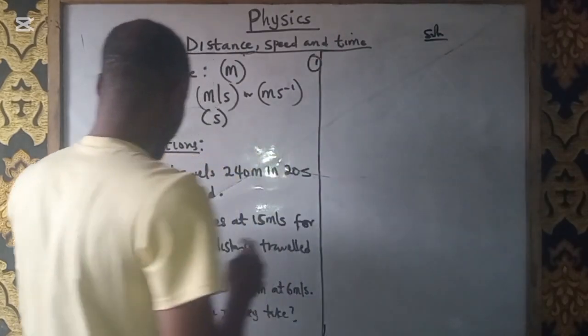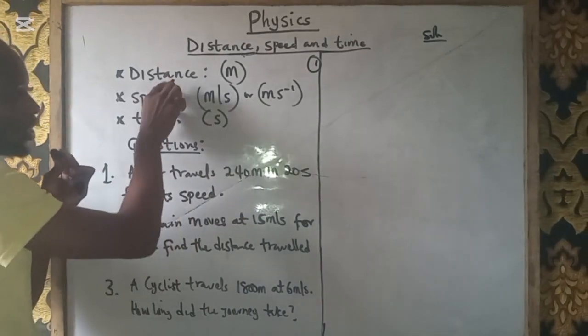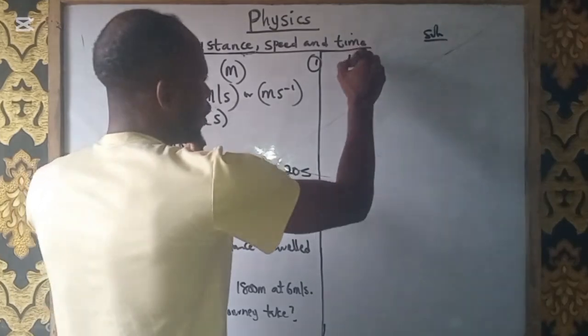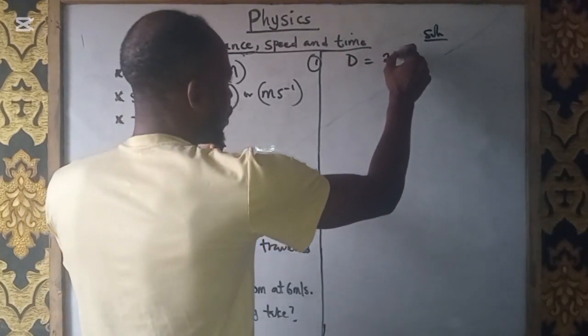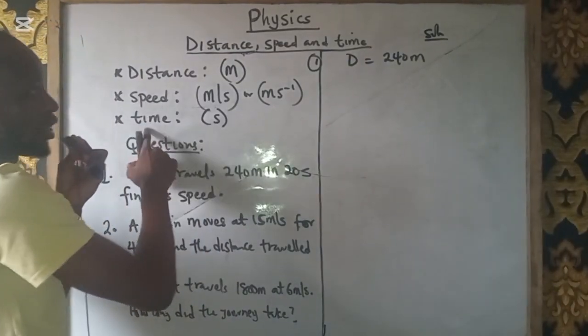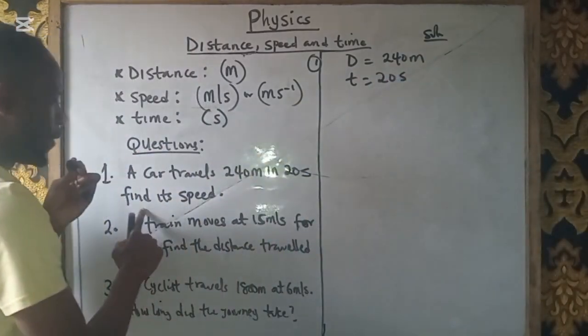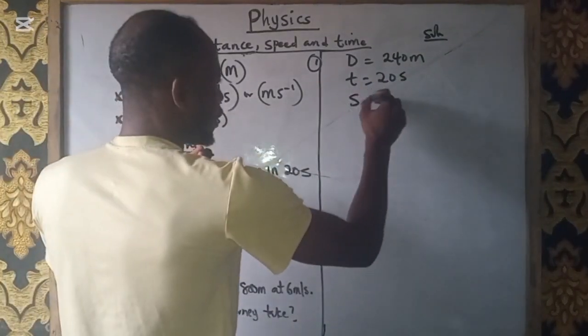Now, the first question, number one. A car travels 240 meters. This is meters, right? What does that represent? Distance. So you write down your parameters first. Distance is 240 meters. In 20 seconds, that represents what? The time. Time is 20 seconds. Find the speed. Of course, we are looking for S.